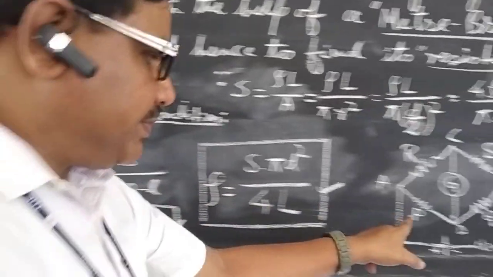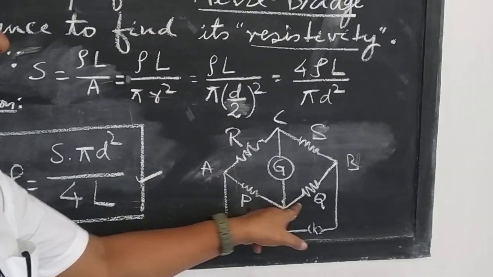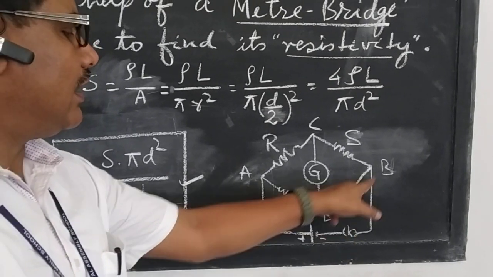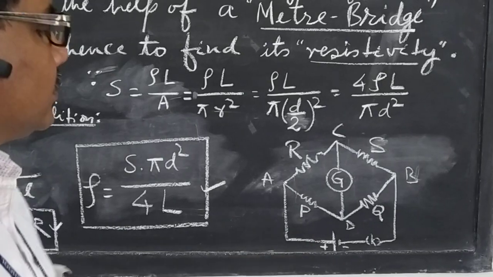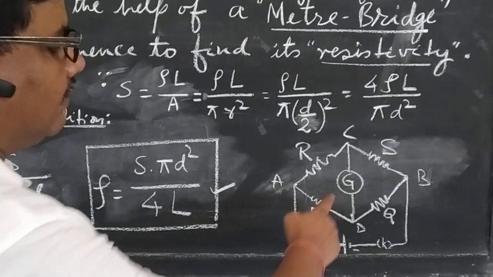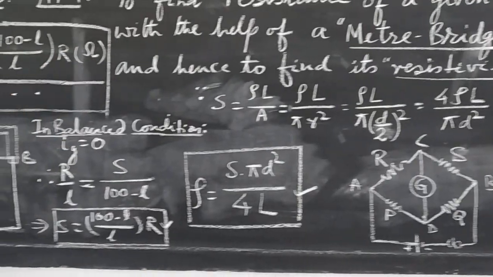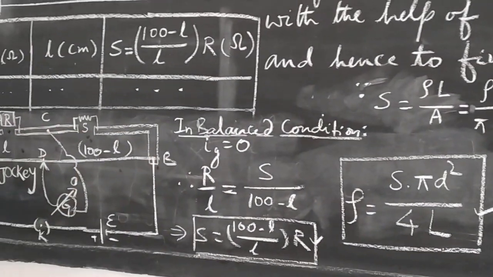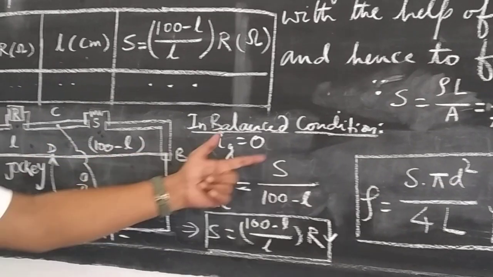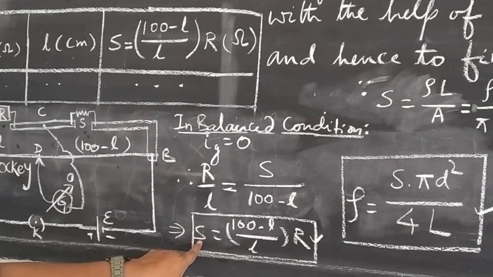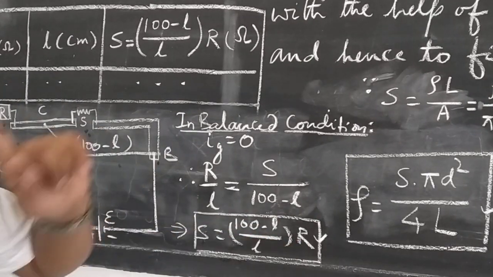So the resistance of the wire of length L is P, and the resistance of the remaining wire, 100 minus L, is Q, and D is the variable point. In the balanced condition, the galvanometer shows no deflection, and then we can write the relation R divided by L equals S divided by 100 minus L, and we find S: S equals (100 minus L) divided by L into R.